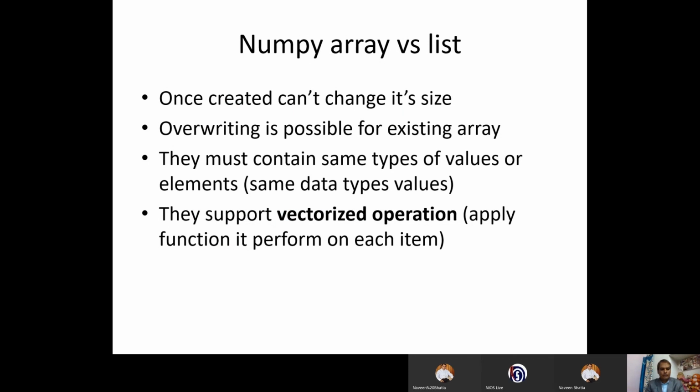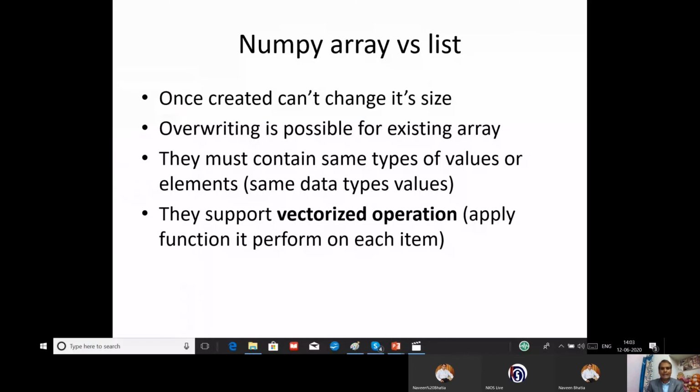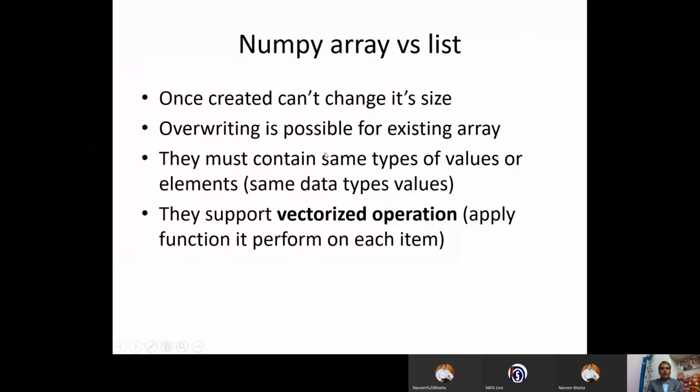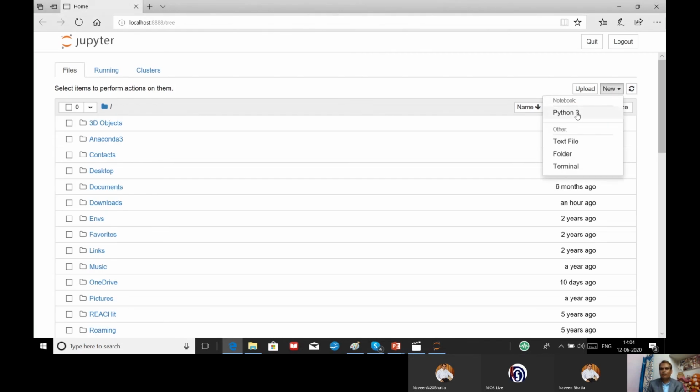Now I will give you an example. Let me start the Jupyter notebook so I can explain to you what is the difference between NumPy array and list. We will create an array. At the same time we will create a list. We will apply vectorized operation. We will see how the array differs from a list. Let it start. Yeah, started. Now we are on localhost. Now we are ready.